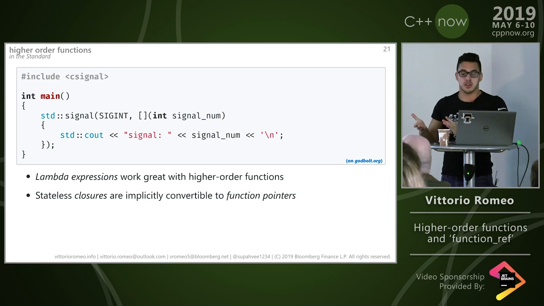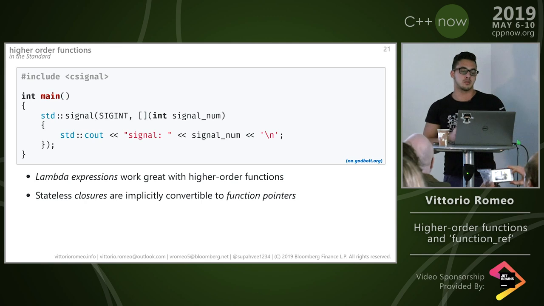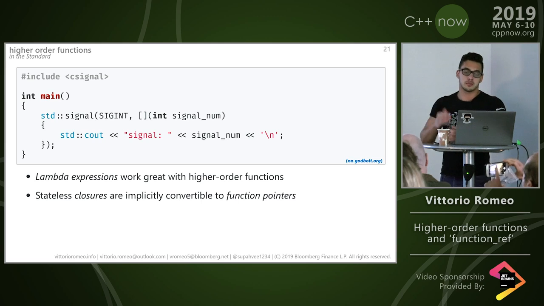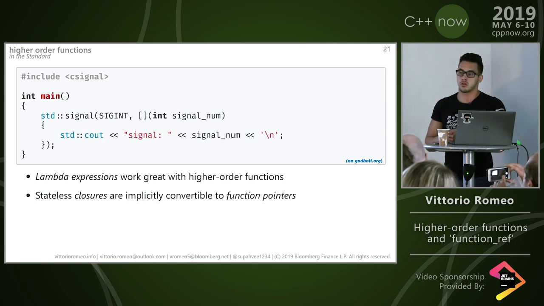And one point I'm trying to make is that higher-order functions come in all shapes and forms, not just algorithms. Lambda expressions, as you've seen so far, work really great with higher-order functions. And also, in this particular case, stateless closures, so lambdas that do not capture anything, are implicitly convertible to function pointers, so they do work with something like std::signal.